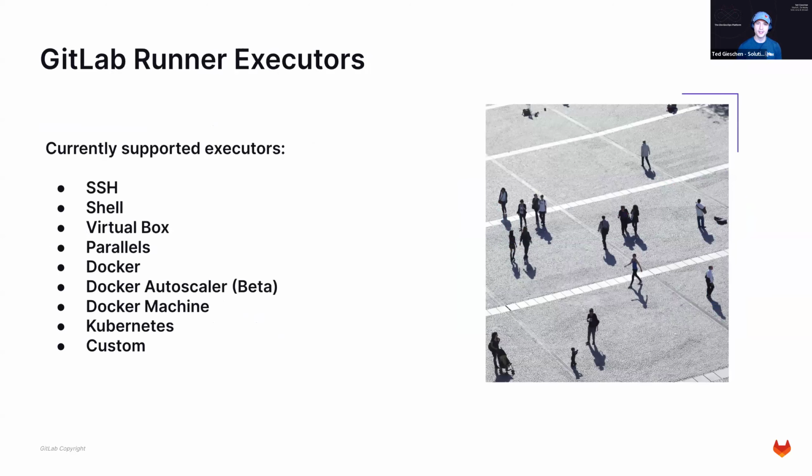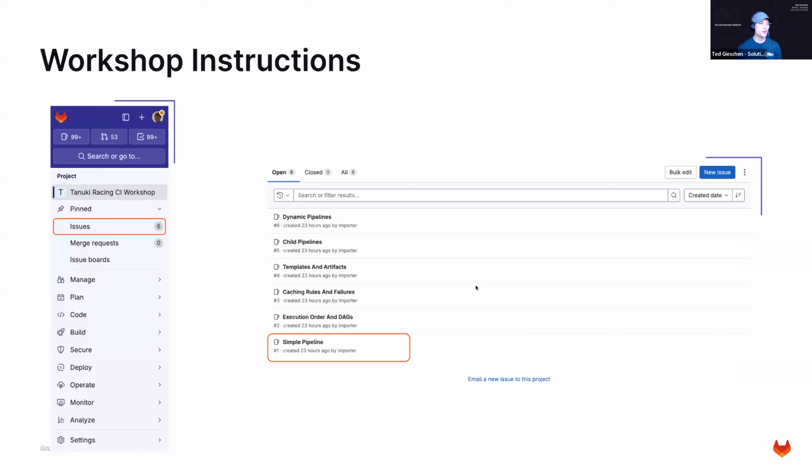Now, another important aspect here is the different types of executors depending on your needs. We offer anything from SSH, shell, VirtualBox, Parallels, Docker, and Docker Autoscaler, which is currently in beta, Docker Machine, Kubernetes, and custom as well. All right. So with that, let's start off with our first hands-on section here, where we go over how to create a simple pipeline.